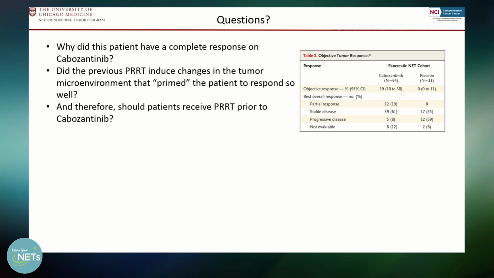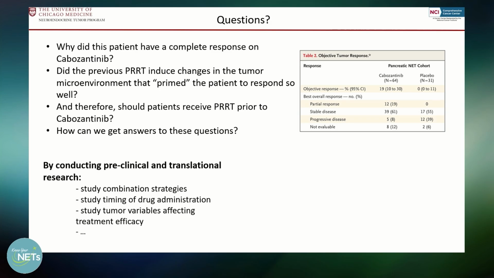I'm not saying they should by any means, but it is definitely something really interesting that needs to be studied, because it comes really to the core of treatment sequencing. So how do we answer these questions?